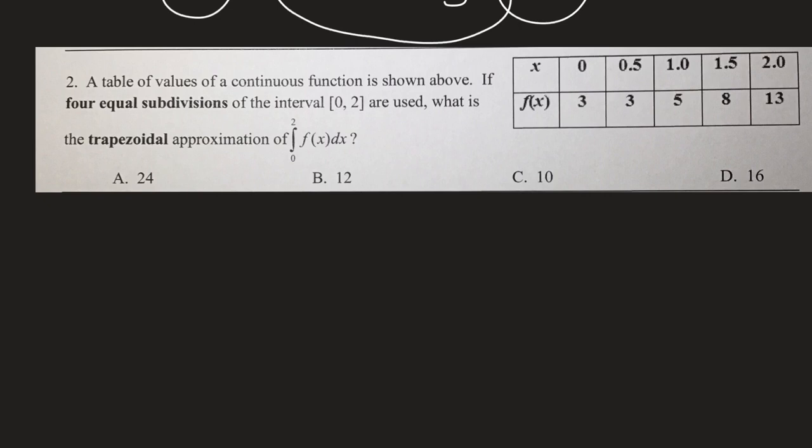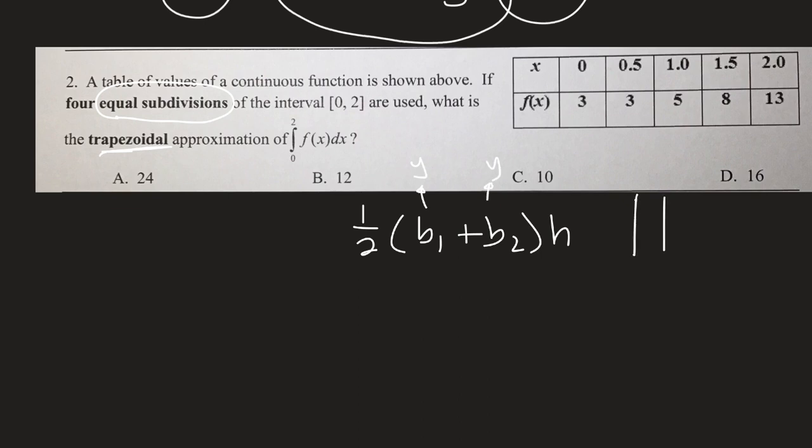So here we have a table of values. We want to make 4 equal subdivisions using the trapezoid method. So the area for a trapezoid is 1/2 of the left base plus the right base times the height. And the height is the distance in between your two bases. So your bases in this case are your y values, because our trapezoid is going to be a vertically oriented trapezoid. So we have the bases that are the y values, and the height is going to be the x values, or the distance in between your bases.